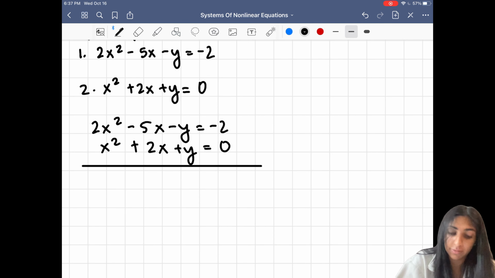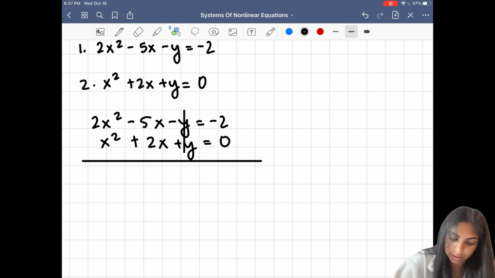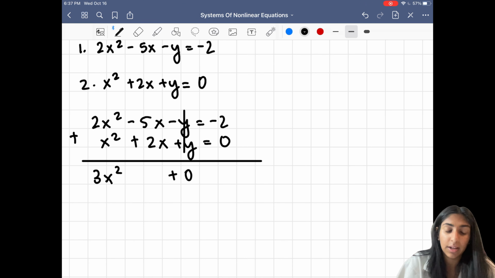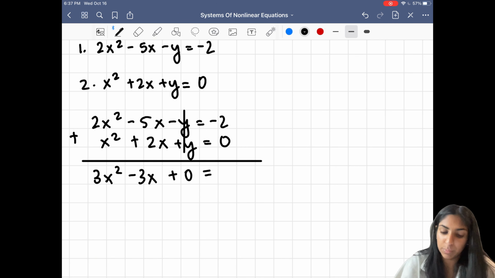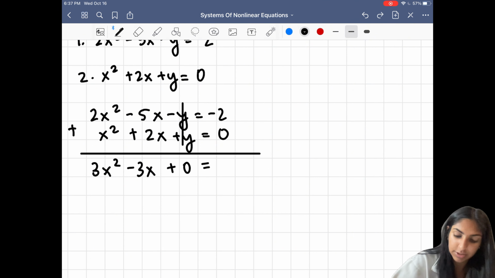So we know that negative y plus y cancels out, so this is just going to be plus 0 here. 2x squared plus x squared is 3x squared. And minus 5x plus 2x is negative 3x. And this is going to be equal to negative 2 plus 0, which is just negative 2.